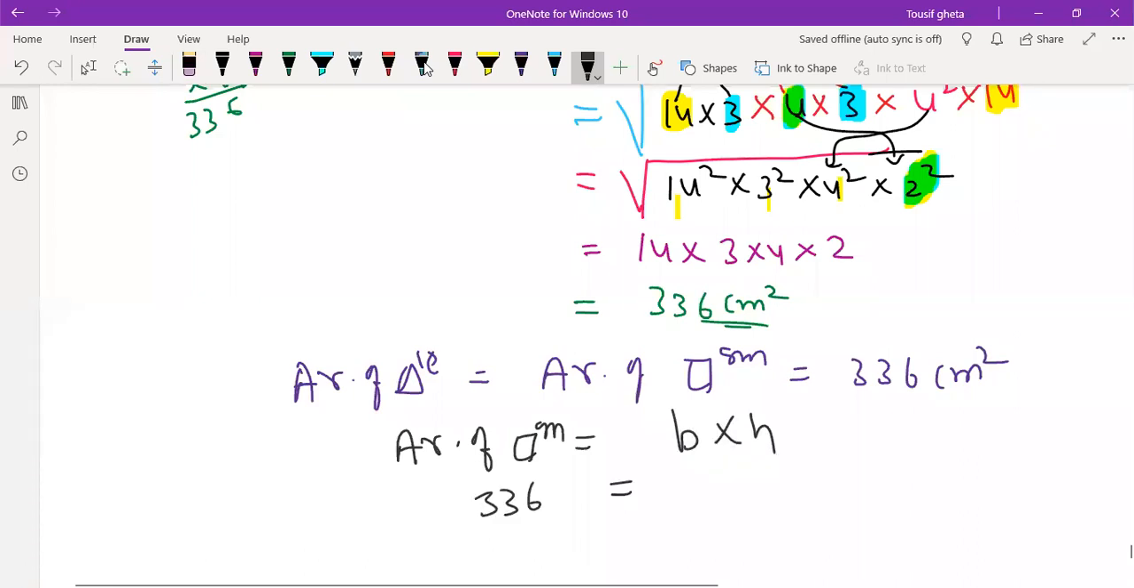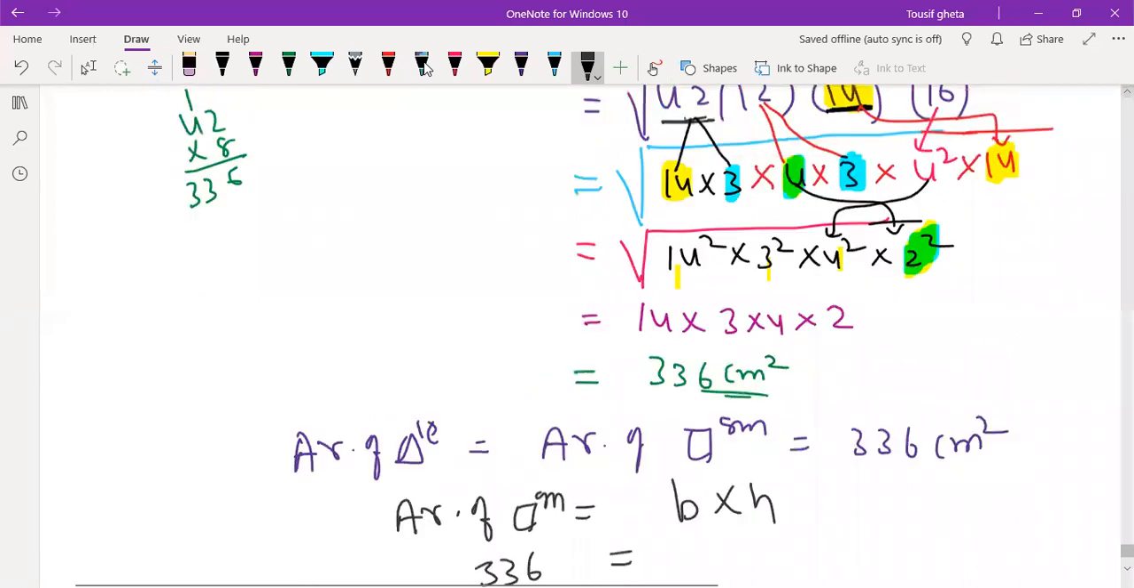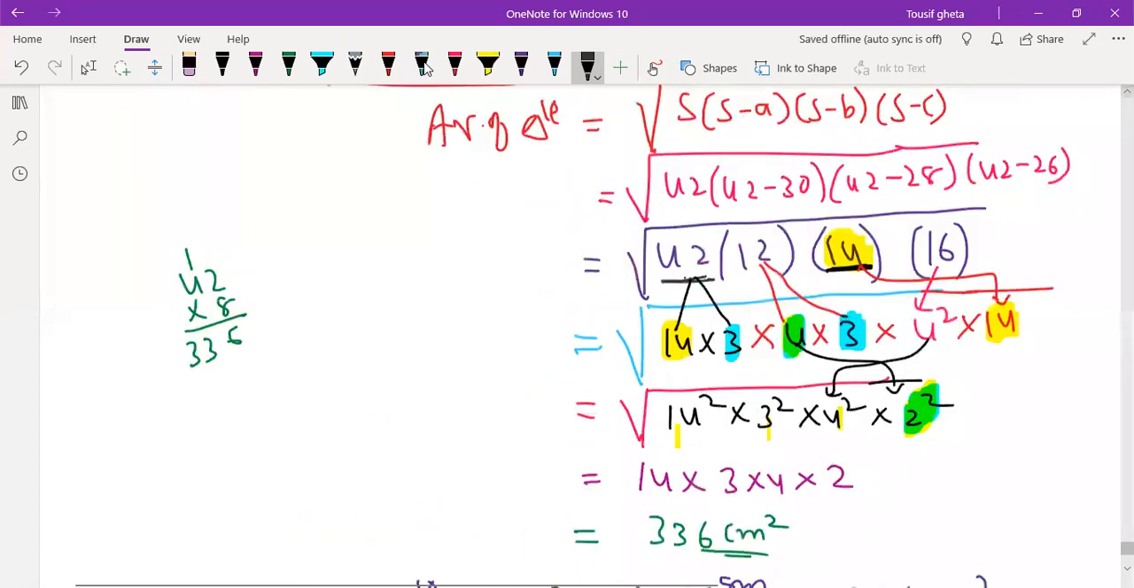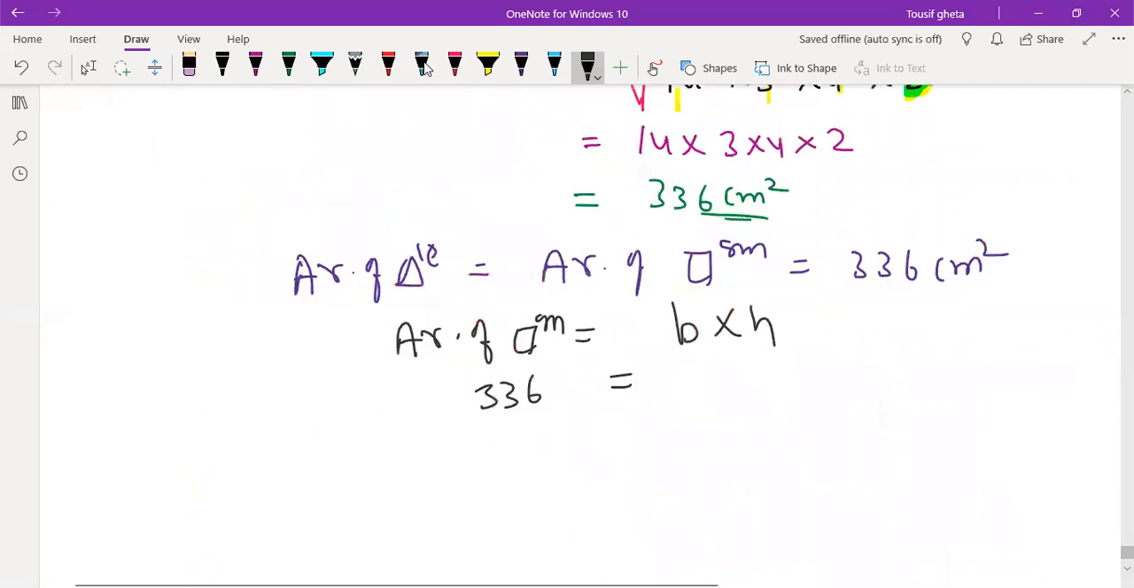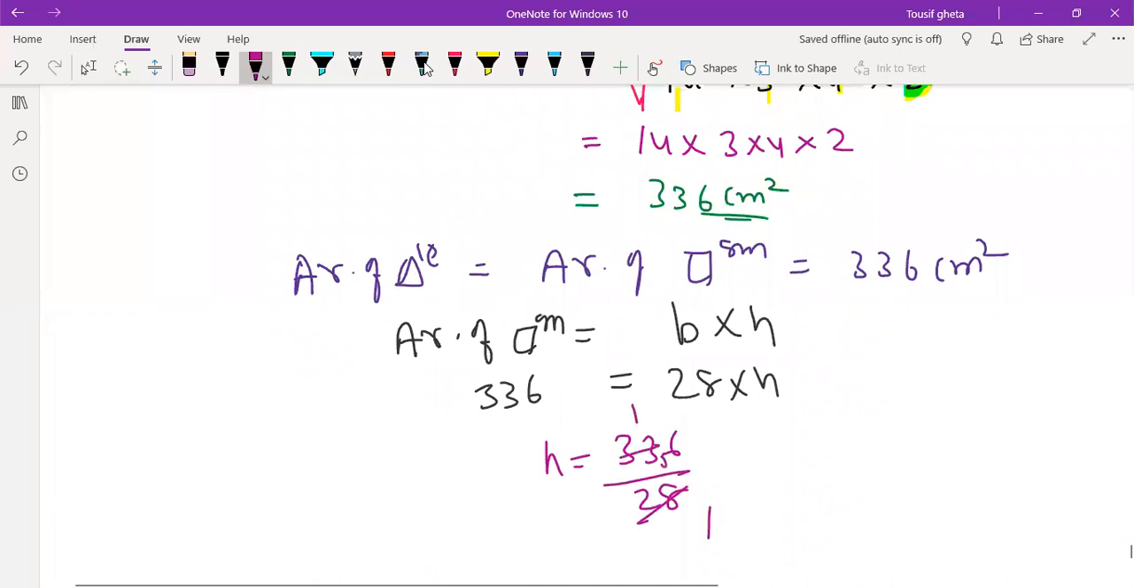And they give the parallelogram is standing on what base? Okay, we will see the question. Where is the parallelogram? Yeah, the base is 28. I even marked it round. So base is 28, right? Now, 28 into height, so you will get height is equal to 336 by 28. 28 ones are 28, 28 twos are 56. So what is the height? Height is equal to 12 centimeters. Then this is it.